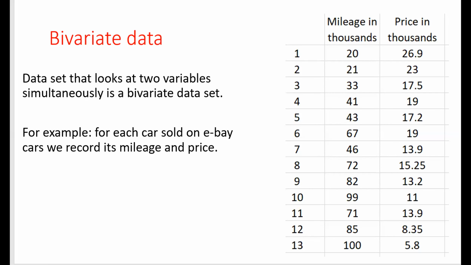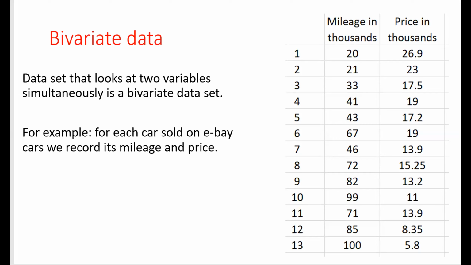Hey guys, in this video, we're going to talk about bivariate data. So far, the data that we looked at had only one variable. For example, we have students and we recorded their heights, just one variable. Now, the data that looks at two variables for one item simultaneously is called bivariate data.